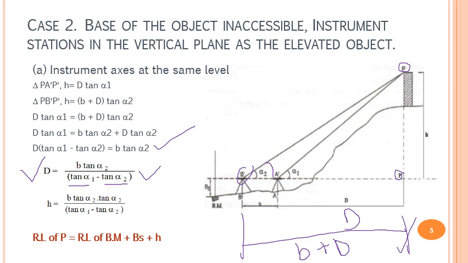And then similarly we need to calculate the value of the h, height, b tan alpha 2 into tan alpha 2 divided by tan alpha 1 minus tan alpha 2. Okay, we get the relations here for finding out the value of h. Then reduced level of P is equal to reduced level of benchmark plus ds plus h.